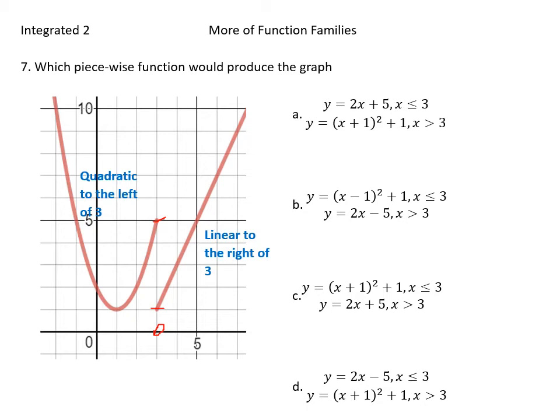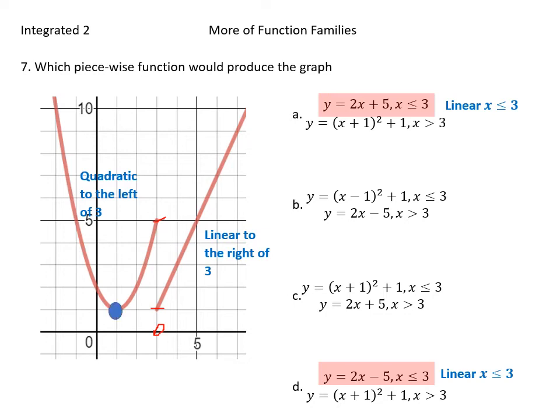So what we do is we kind of take a look at those answer choices. Which one has a quadratic for the x less than or equal to 3? Well, that first one, y equals 2x plus 5, that's a linear function for x less than or equal to 3. So A's out. And the other one that has that is D. That's also a linear for x less than or equal to 3. So that leaves us with B or C.